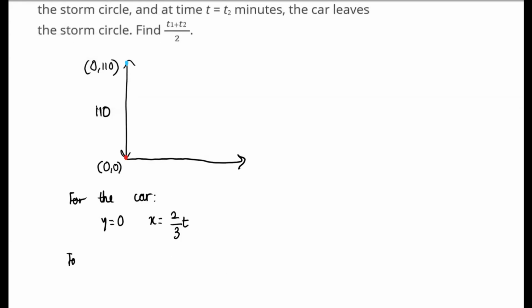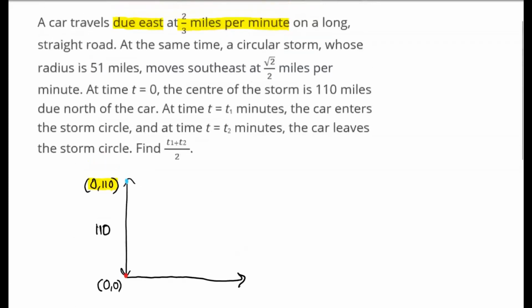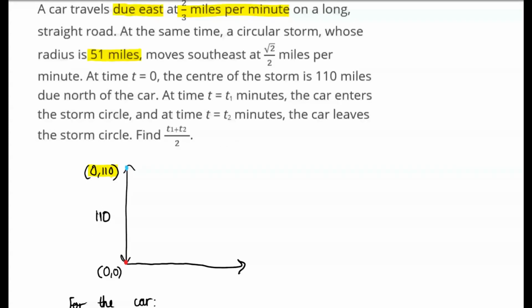And for the storm, to start with, we'll just express its original position. So its center is at the point 0, 110, and it's got a radius of 51 miles. So to start with, its equation is going to be x squared plus (y minus 110) squared is equal to 51 squared. So in order to express the center of the storm's position in terms of t, we notice that it's moving southeast.